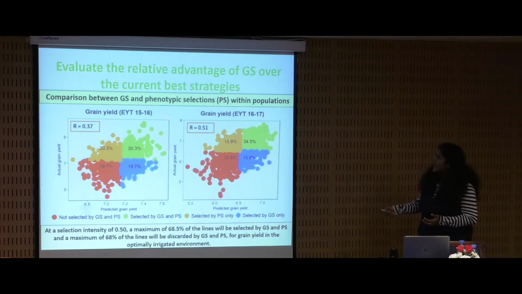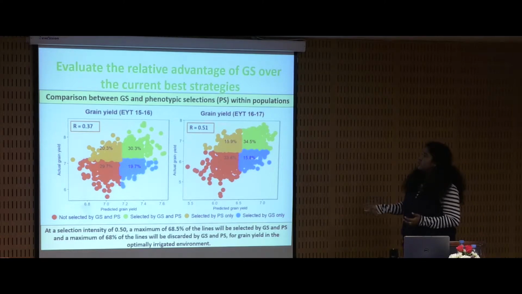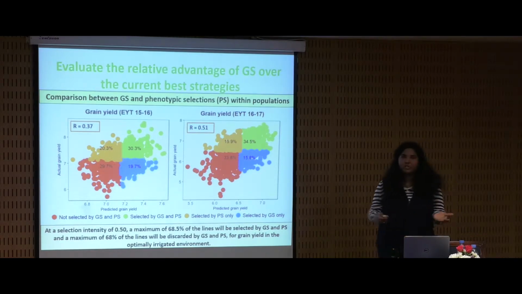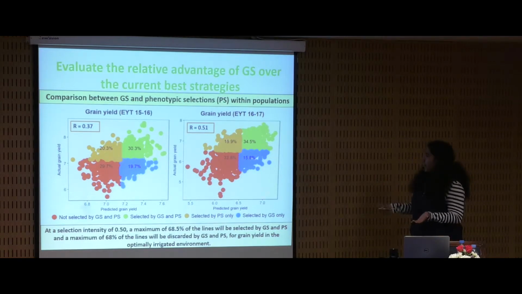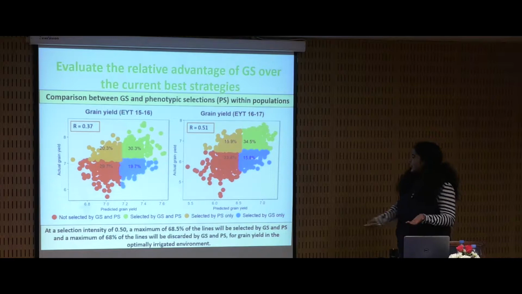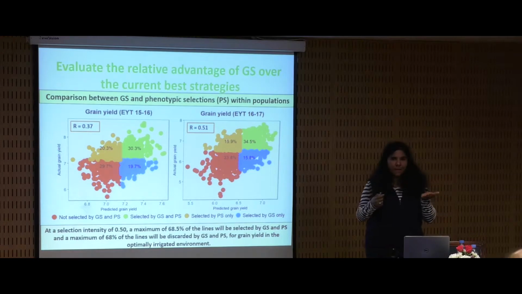We compared GS with phenotypic selection, and these are just cross-validations within years. I've categorized them: lines that were not selected by either GS or phenotypic selection because they are poor yielders, lines selected by both methodologies, some selected just by phenotypic selection but not by GS, and lines selected just by genomic selection and not phenotypic selection. If you look at this graph, a maximum of about 68% of the lines will be selected by both these techniques.